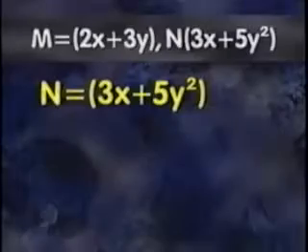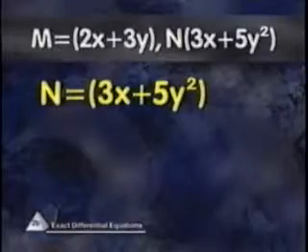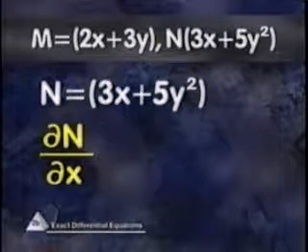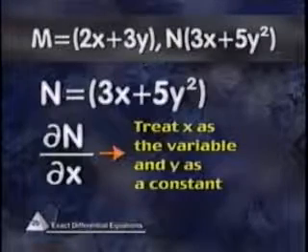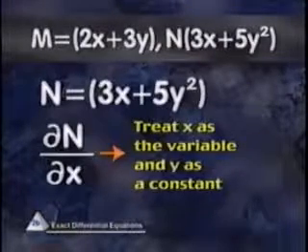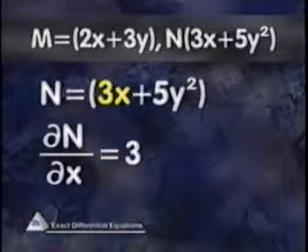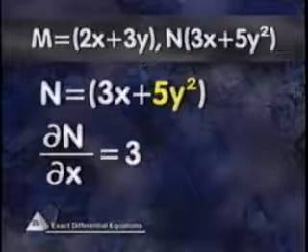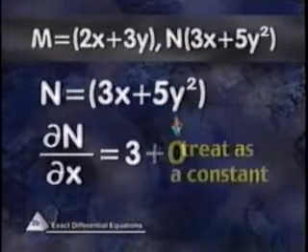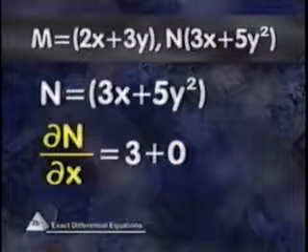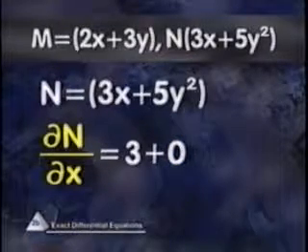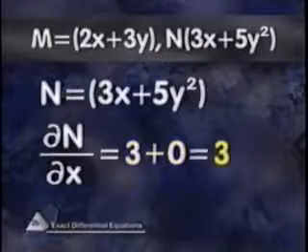Now, let's do the n part. Alright, for the n part, we are taking the derivative with respect to x, so that means that we treat x as the variable and y as the constant. The derivative of the first term, 3x, is just 3. For the second term, we treat 5y squared as a constant, giving us 0 as its derivative. So, the partial derivative of n with respect to x is 3 plus 0, or just 3.